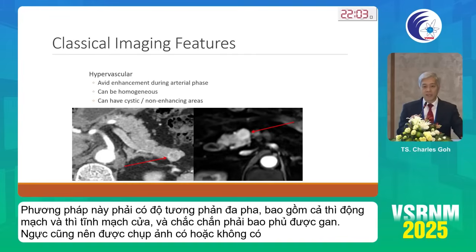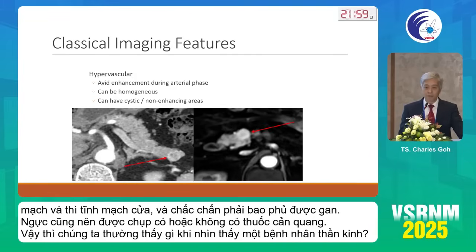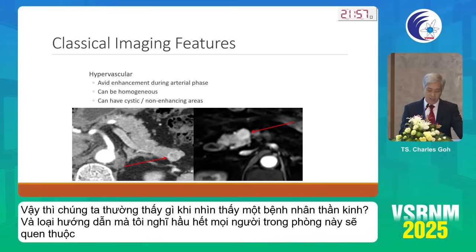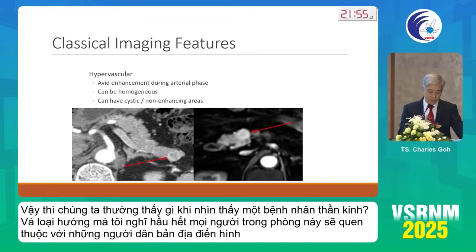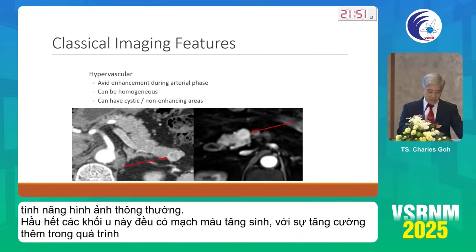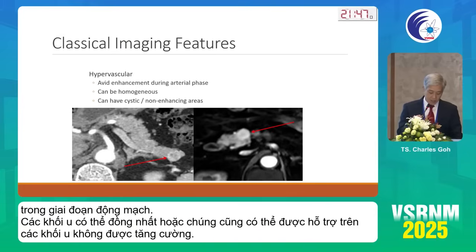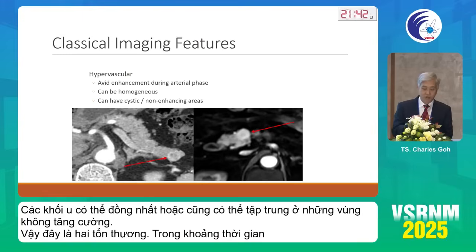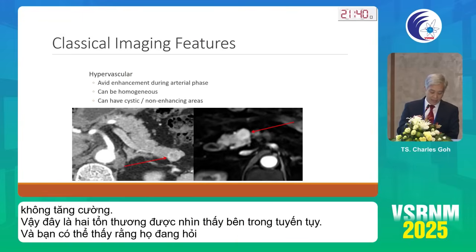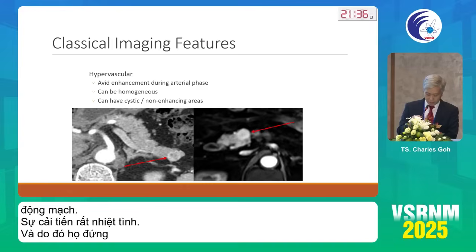And so what do we normally see when we see a neuroendocrine neoplasm? I think most people in this room will be familiar with the typical imaging features. Most of these tumors are hypervascular with avid enhancement during the arterial phase. The tumors can be homogeneous, or they can also have cystic or non-enhancing areas. So these are two lesions seen within the pancreas, and you can see that they are arterial enhancing lesions with very avid enhancement, and therefore they stand out over the background pancreatic parenchyma.